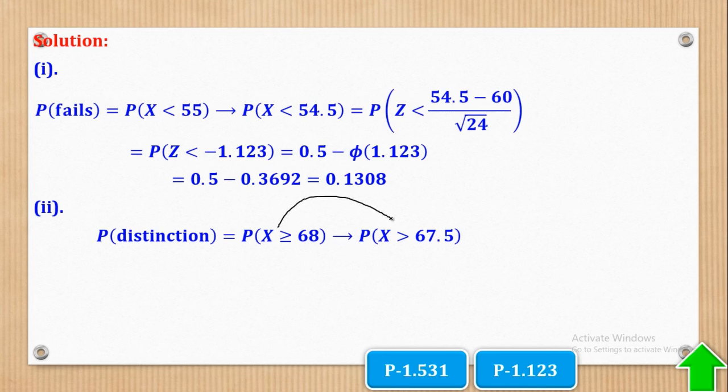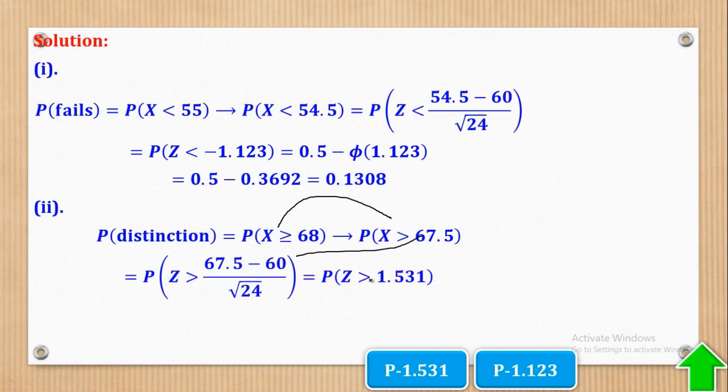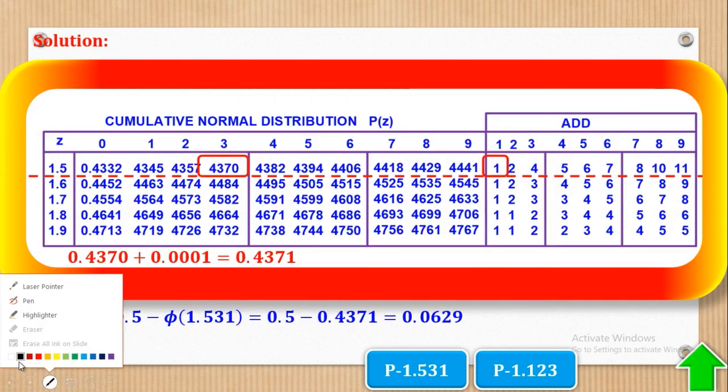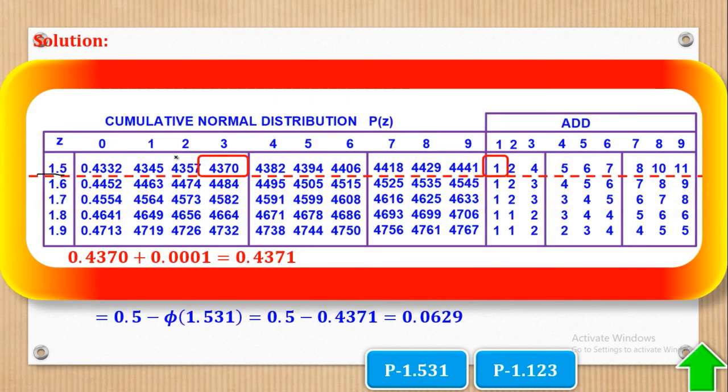So this is binomial. Now we have converted it to normal distribution. Now we can standardize to come up with z greater than 1.351. Then we say express in terms of phi and look for the value of phi in the mathematical table. So if you look for that value, 1.5 is there, 3 is there, and 1 is there. So this one to 4 decimal places is that, and this one to 4 decimal places is that. When I add, I'll come up with 0.4371.